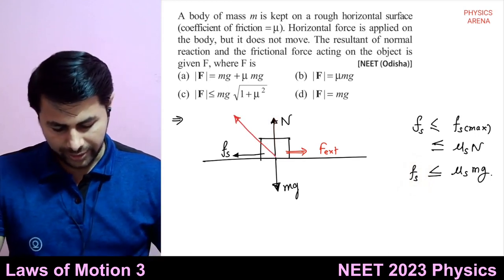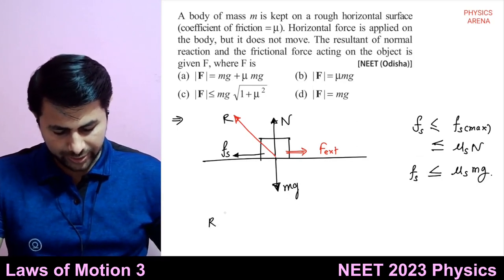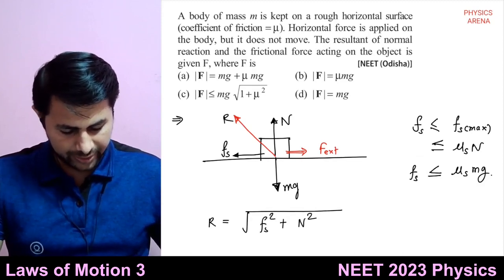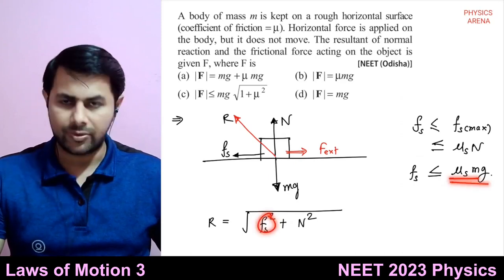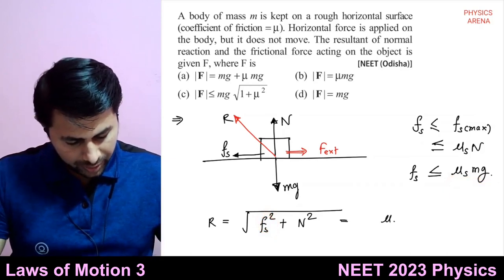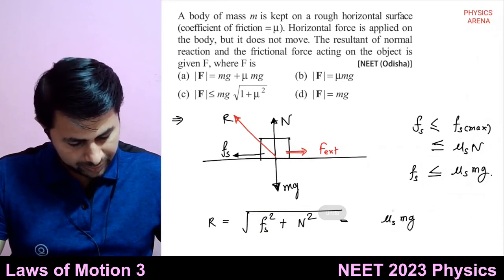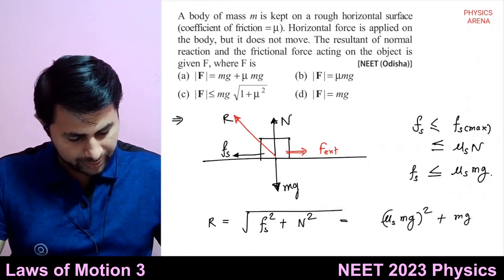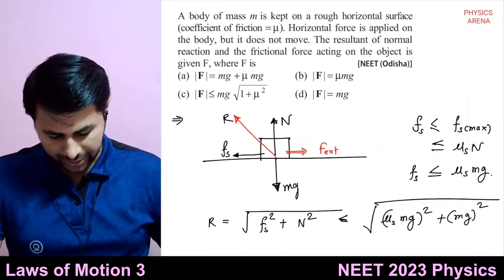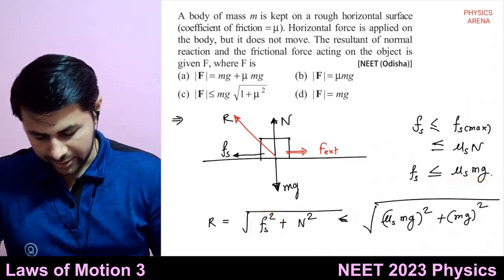Good. Okay, so this is R. R is equal to what? Square root of Fs square plus N square. And since Fs is less than or equal to mu s multiplied by mg, this is equal to square root of (mu s mg) square plus (mg) square, and mg you can take out. So it will be less than or equal to that, because Fs is less than or equal to mu s times mg. So option C is the answer.